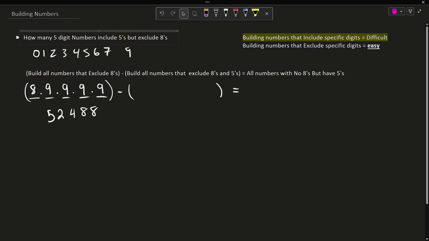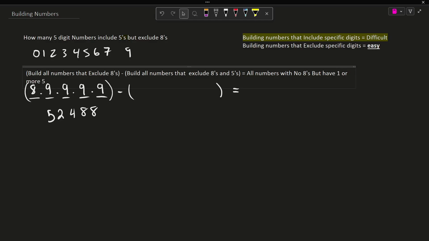And that's what I'm trying to build. 5-digit numbers that include a 5, but exclude an 8. Okay? Or have, I should say, at least one 5. Have one or more 5. Okay?